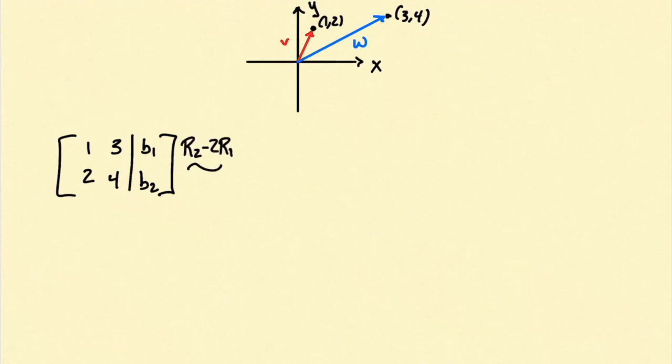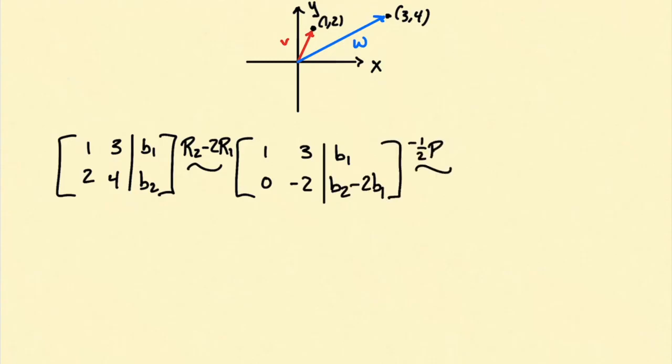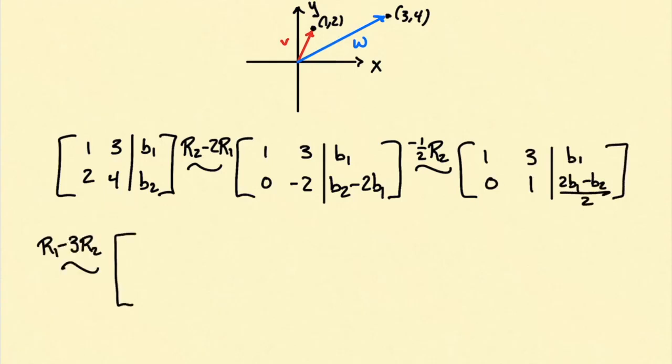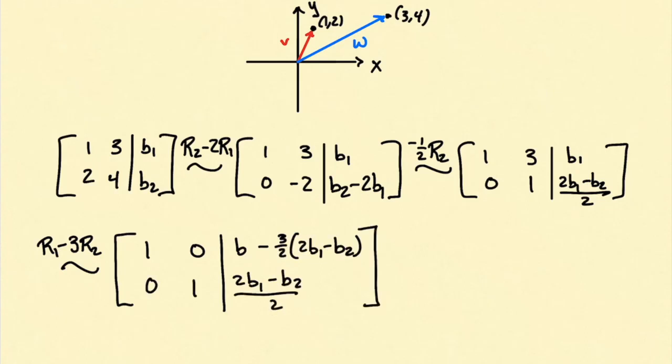We can multiply the first row by 2 and then subtract it from the second row. Next, we can scale the second row by -1/2. Finally, to put this matrix into reduced row echelon form, we can multiply the second row by 3, then subtract that from the first row.